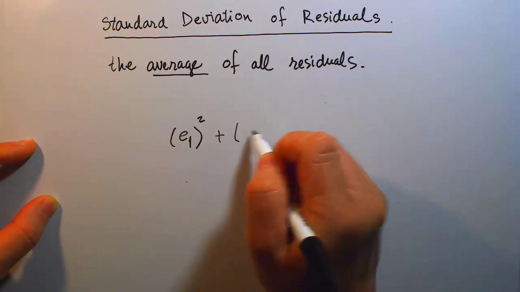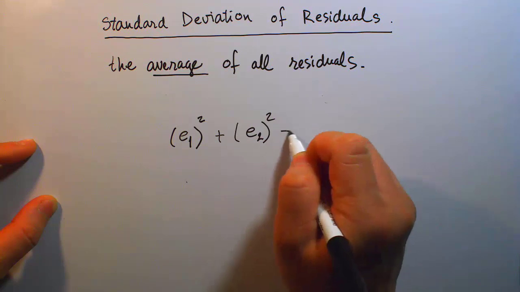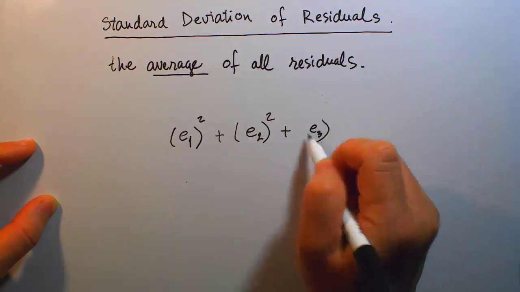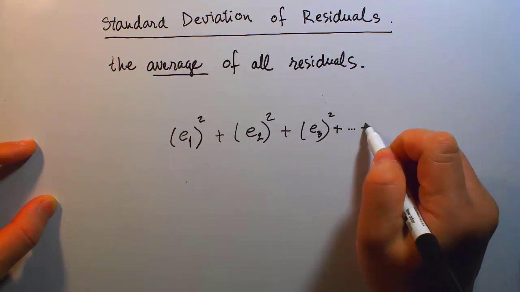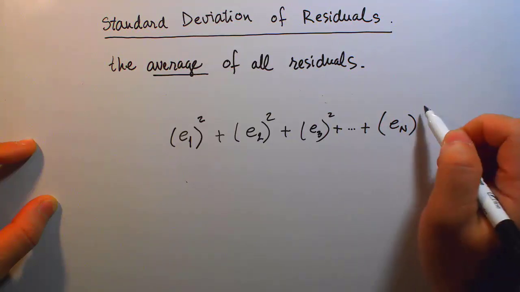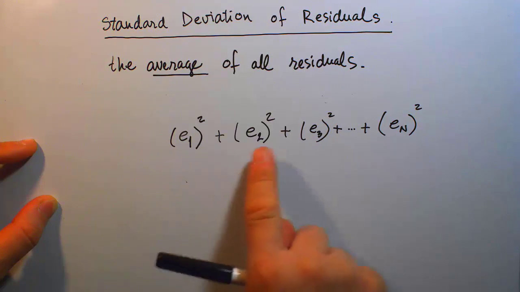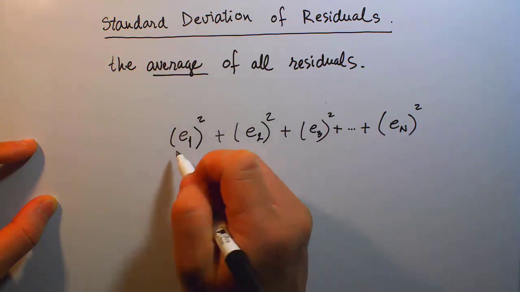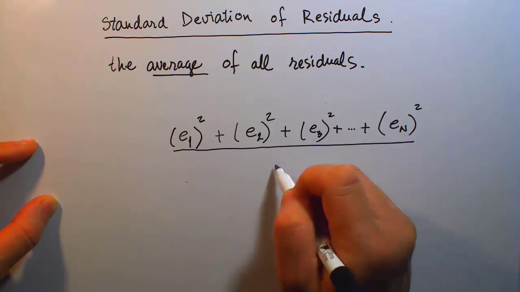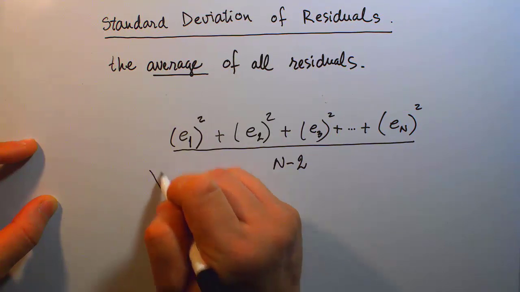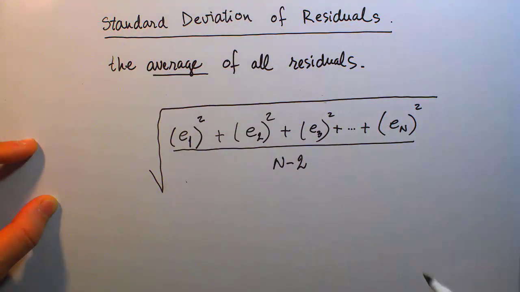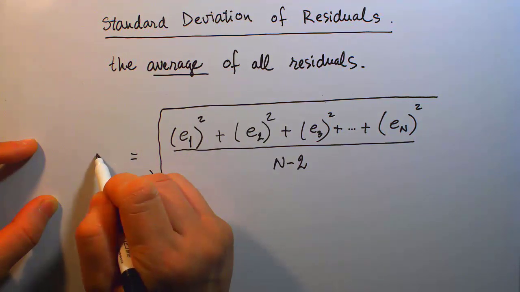Plus, here we have E2 in parentheses, squared, and we square all residuals, E3 squared, and keep repeating and adding all of the squares of residuals until we reach the last one, E sub n, which is your last residual. If there are n residuals in your data, we divide by n minus 2. Then we take a square root right here. And that is the formula for calculating the standard deviation of residuals.